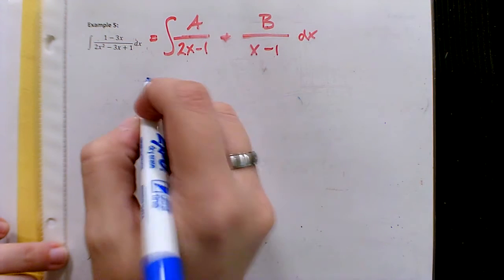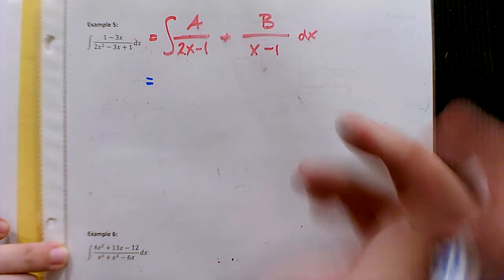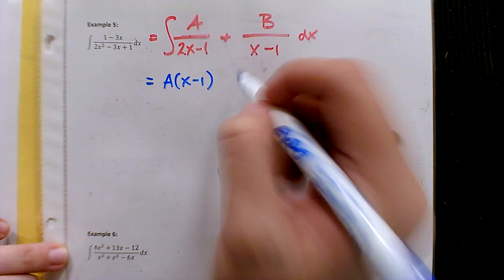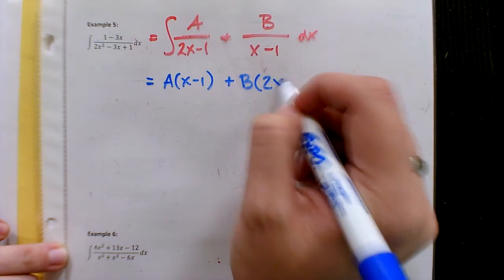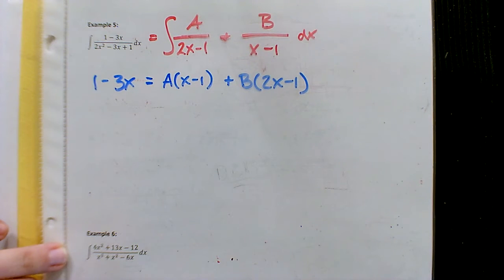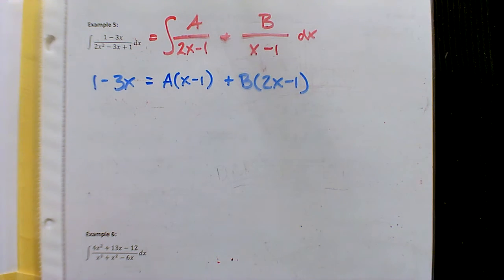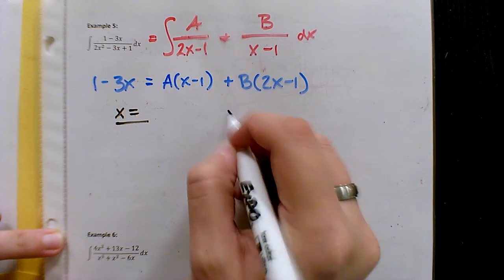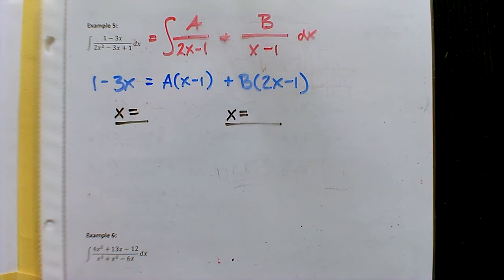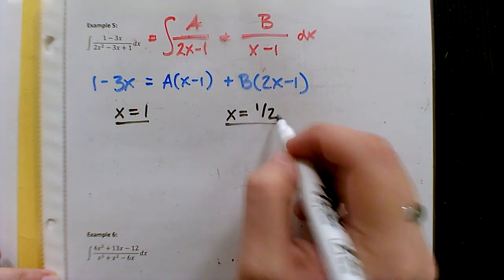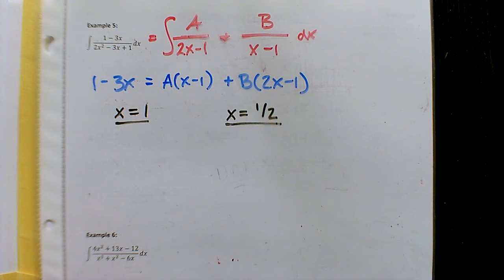All right, so if we were to multiply those, or if we were to get a common denominator on those partial fractions, we'd have A times x minus 1 and B times 2x minus 1, and that should equal the original numerator. Strategic x values. Looks like 1, and then the other one would be a half.